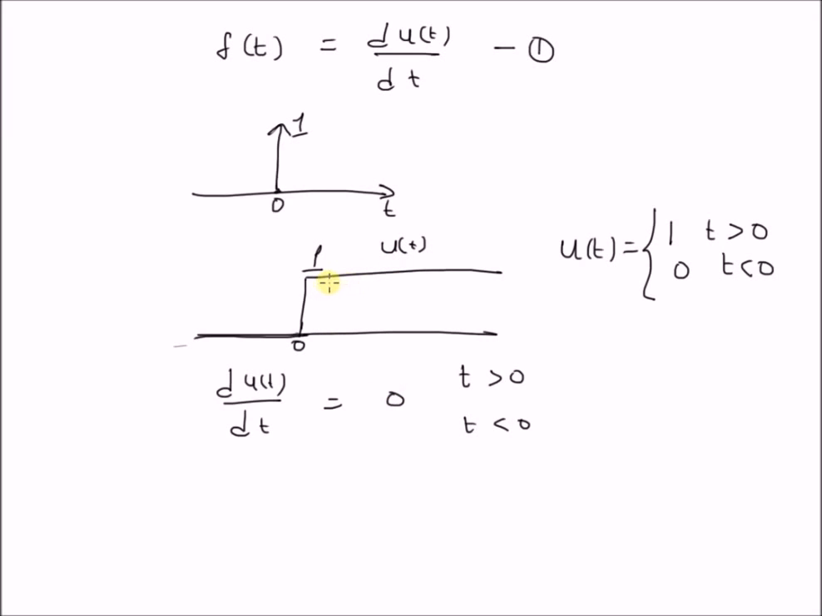Since u of t is basically a constant for t greater than 0, its derivative should be 0 for t greater than 0. And for t less than 0, the value is constant and equal to 0, so there is no change. That means there is no derivative. However, at t equal to 0, there is a discontinuity. Strictly speaking, there should not be any derivative.